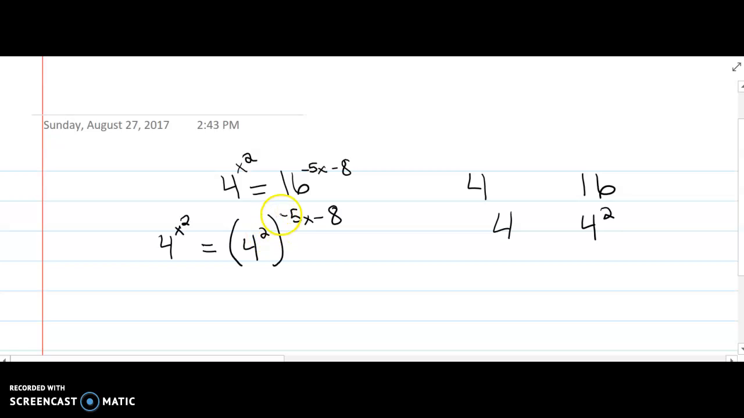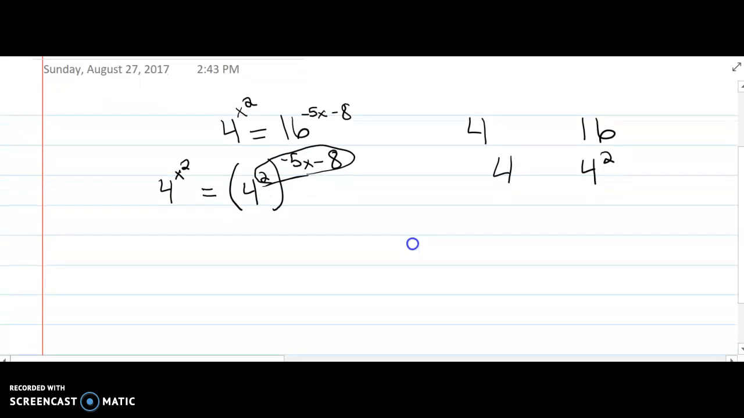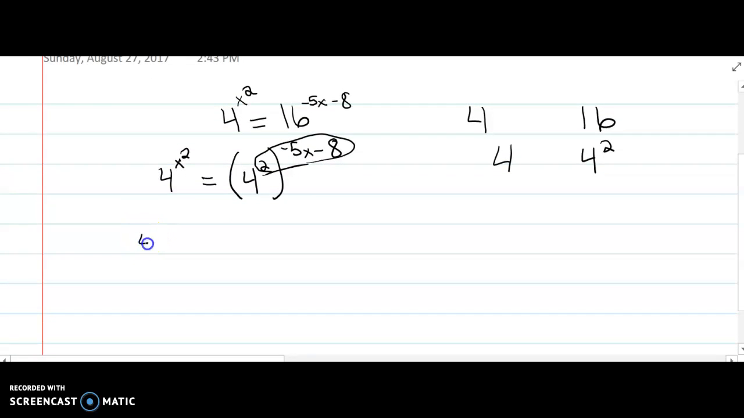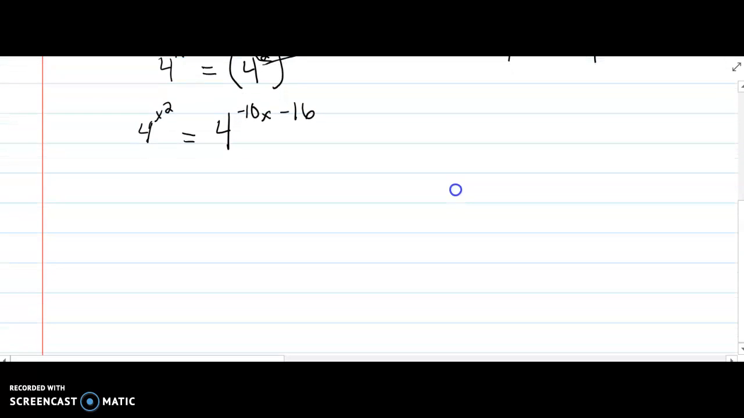Okay, awesome. Now I can multiply these two together right here. Multiply these. So here I get 4 to the x squared is equal to 4 to the negative 10x minus 16. Okay, now that my bases are the same, I can set my exponents equal to each other. So now I have x squared is equal to negative 10x minus 16.